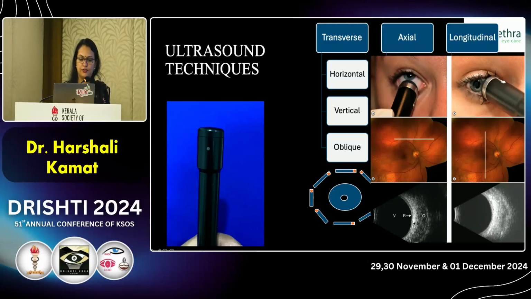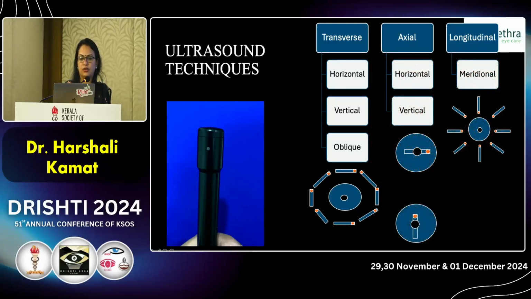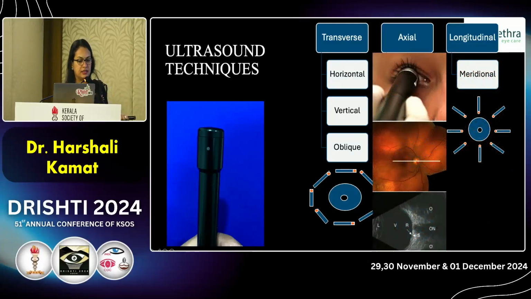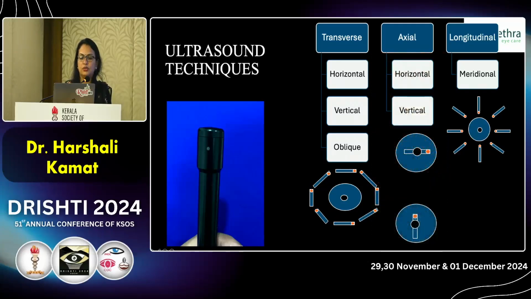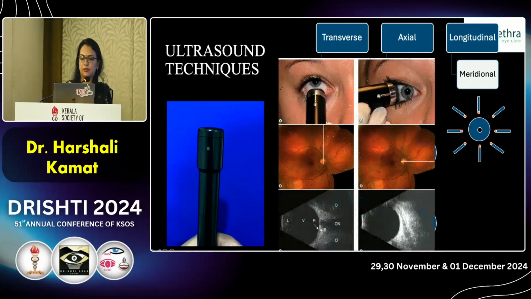In the axial scan, you place the probe marker over the cornea, as in this case, and you can do it either in the horizontal direction or in the vertical. In longitudinal scans, the probe marker is placed perpendicular, as you see in this image, and that shows the anterior-posterior extent of any lesion.